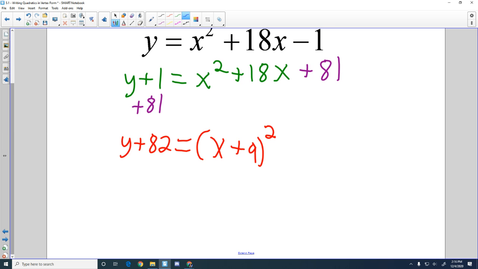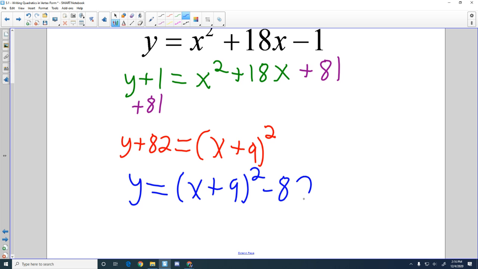You're not wrong. y equals x plus 9 squared minus 82. Anyone have that? Oh, that's terrific. Oh my gosh, perfect. Every single student here got it. That is so exciting. Well done.